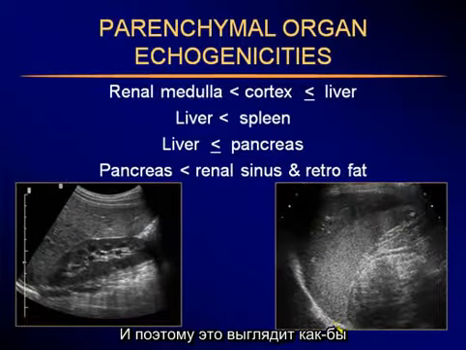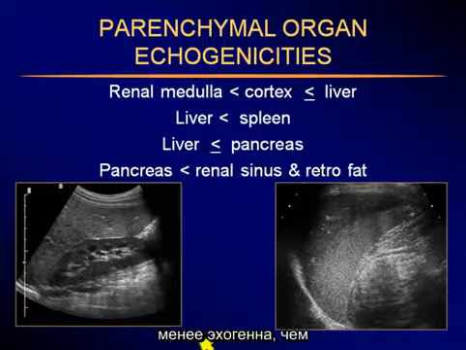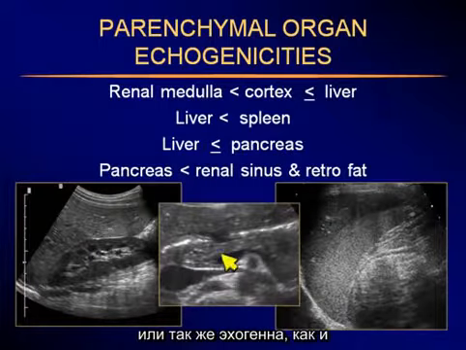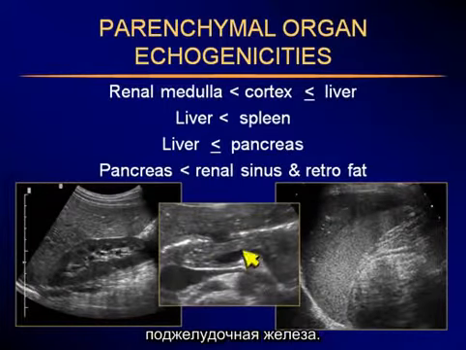So this is liver, which is indeed less echogenic than spleen. And this is not to be mistaken for a subcapsular hematoma. Sometimes this is mistaken in the spleen. So there's our proof. Now, the liver is also less echogenic or equal in echogenicity to the pancreas.